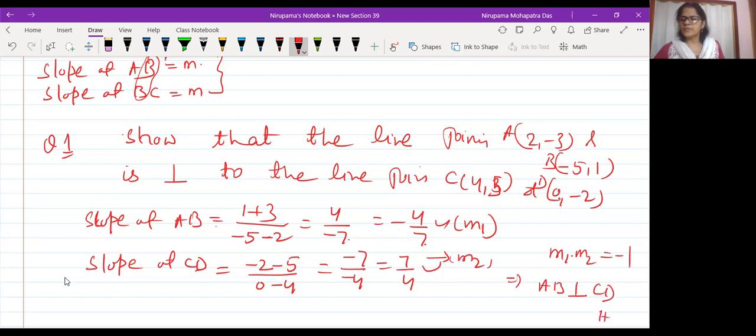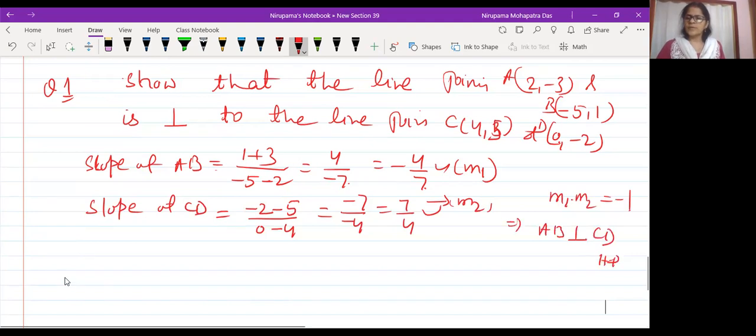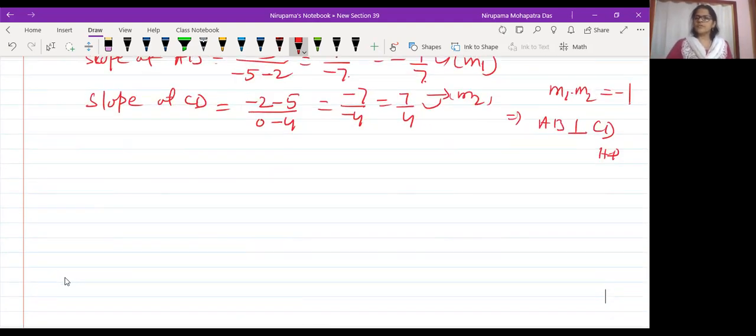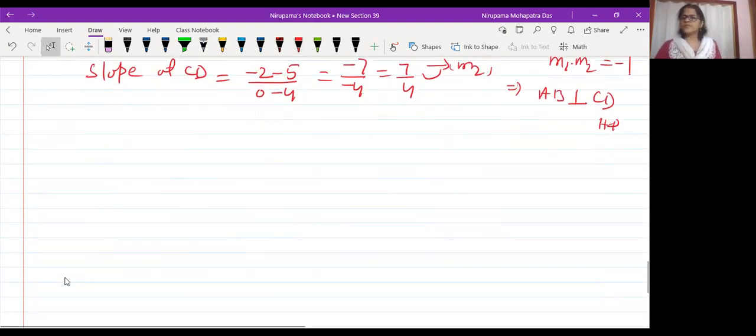Okay, hence proved. Similarly, in case the two lines are parallel, you can find the slopes of the two lines. Then you can see if the slopes are equal. Then you can say the slopes are equal and there is no common point in between, right? So you can conclude that the lines are parallel.